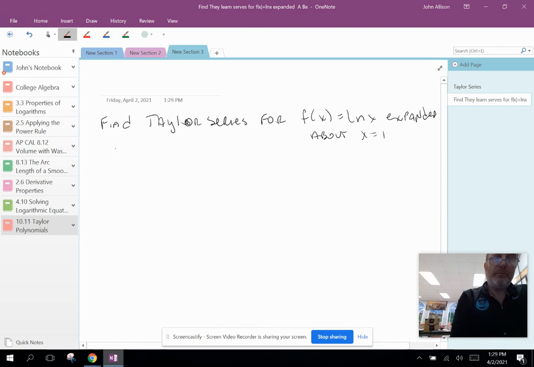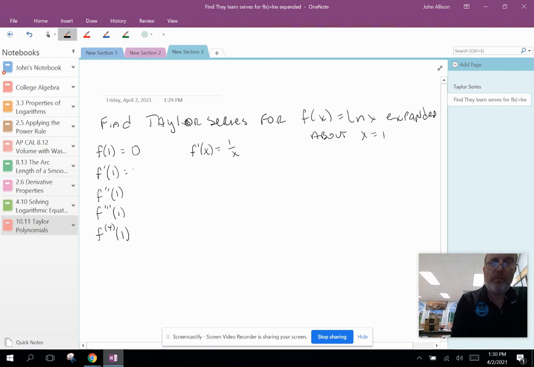If we're going to do this, we need to establish what this is. Let's find f of 1. ln 1 is just 0. Then we're going to need to find f prime of 1, f double prime of 1, f triple prime of 1, f fourth of 1, and let's see if we can establish a pattern by the time we get to here. So we know that f prime of x is 1 over x, so f prime of 1 is just 1.